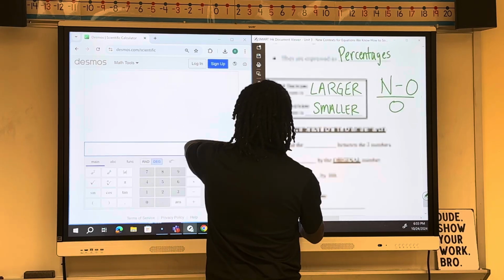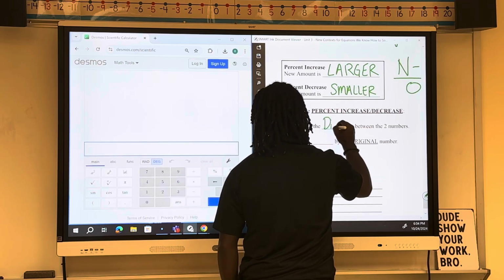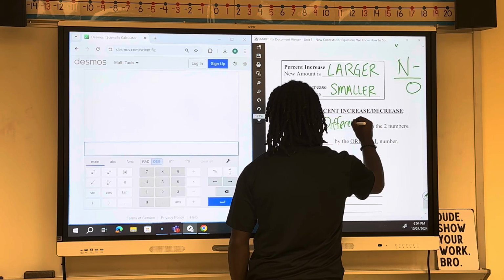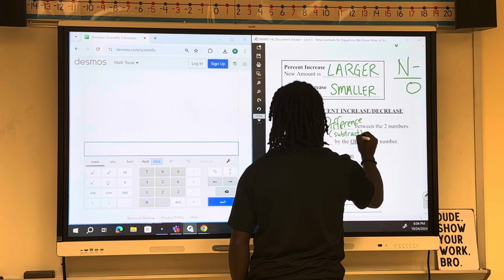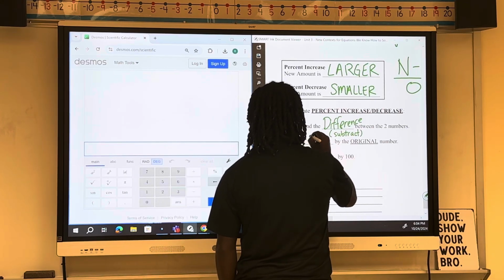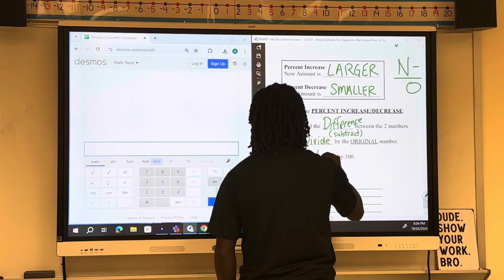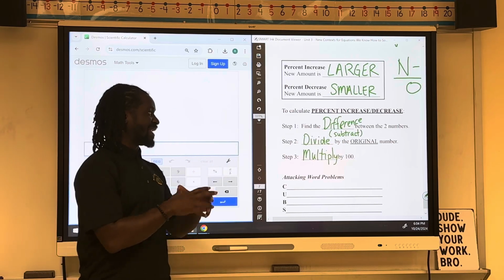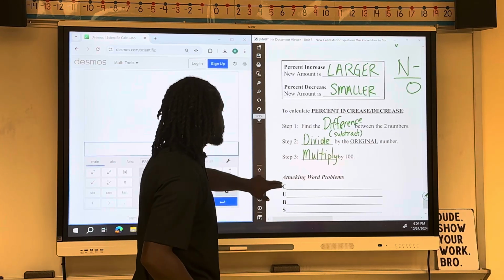All right, so to calculate percent increase and decrease, we first have to find the difference. To find the difference, we are subtracting. Okay, so we are subtracting. All right, and then we are going to divide by the original. And then once we divide, we are going to multiply by 100. So that is how we find the percent increase, or percent decrease, or the percent of change.